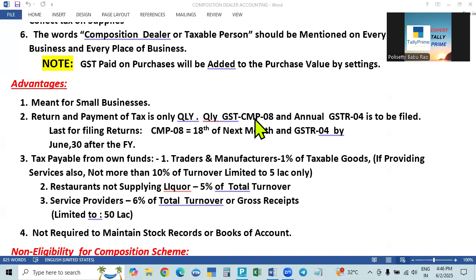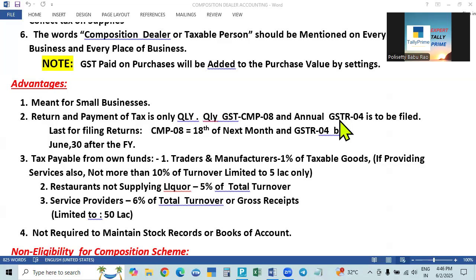We have to make the payment first, then file the return. Okay, this is about CMP 08 quarterly. Every quarter one statement, that means four statements for the whole year. And like other regular dealers, this composition dealer also has to file an annual return. This is only a statement, CMP 08, and this is the annual return.